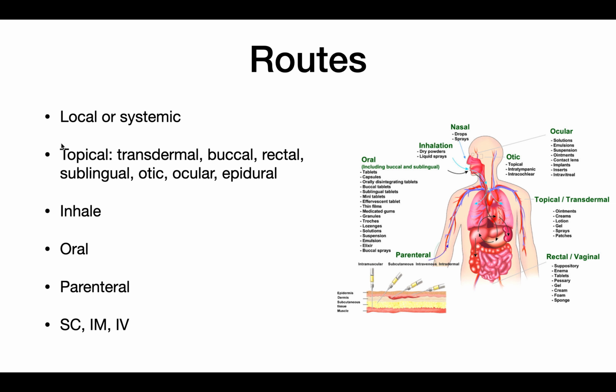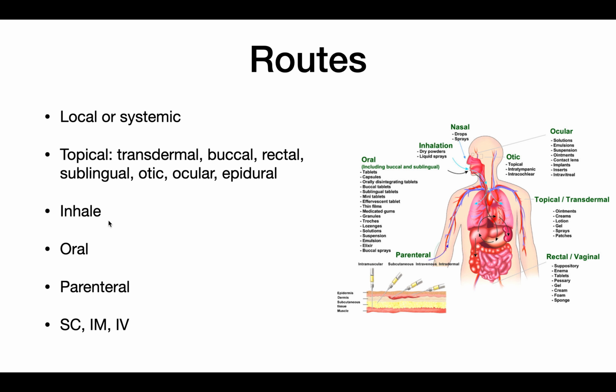So the two main routes are local or systemic. The topical routes are transdermal through the skin, buccal in the mouth, rectal, and sublingual under the tongue. There's only a minor difference between buccal and sublingual. Buccal is where you put the medication in the cheek. Then otic in the ear, ocular, and epidural, which is injected near the spinal cord.